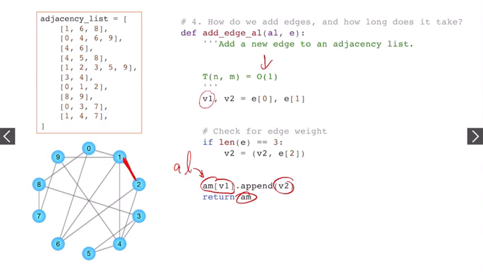I would need to add 2 to this list, and I would want to add a 1 to this list. And I think I'm missing the symmetric edge here. I'm not giving that as an option. So I need to update my code a little bit.